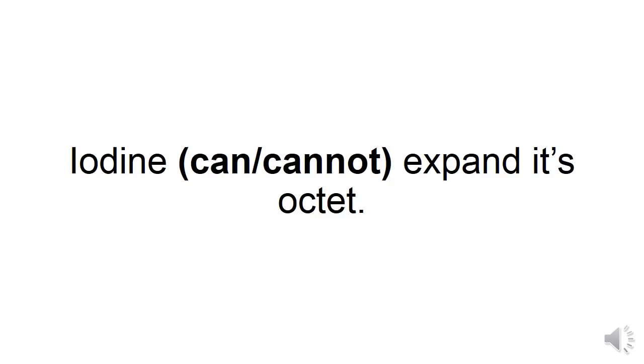Iodine can expand its octet. So what's up with iodine? Can it or can it not expand its octet? And I want to say certain elements can expand their octet because they have a d orbital, but that's not necessarily true because sulfur also can expand and it doesn't have a d orbital, so I'm not exactly sure why. But luckily you don't need to know that level of detail for the MCAT, but if you want to know, just Google it.